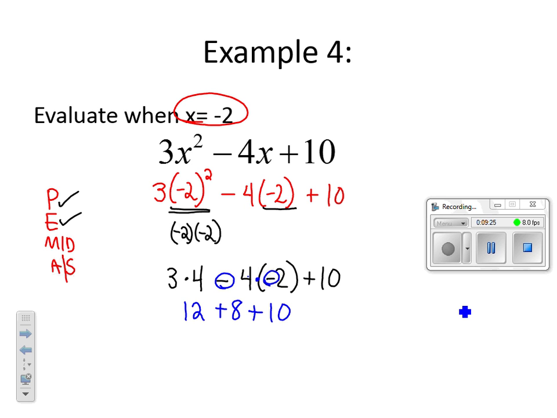Bring down the plus 10. So now we have our multiplication done. Now we need to do our addition or subtraction left to right. 12 plus 8 is 20, plus 10 more is 30.